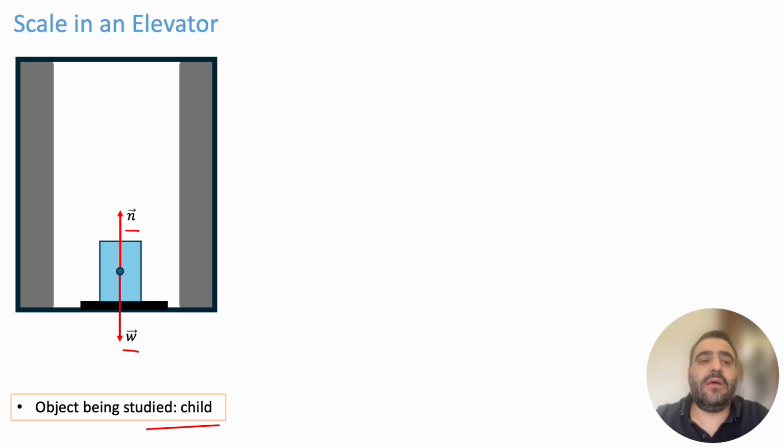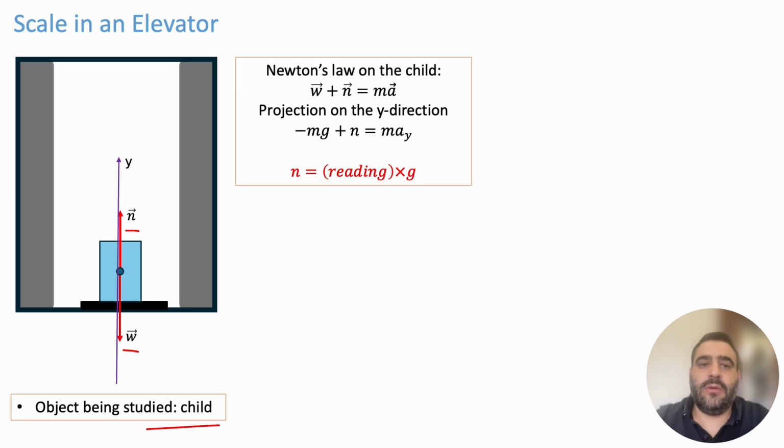After that, we choose our axes. Both forces are vertical, and if the elevator is going to move, it's going to move up or down. So we choose the y-axis, vertical up. Then we write Newton's second law. Newton's second law tells me that the weight plus the normal reaction is equal to the mass of the child multiplied by the acceleration of the child. We have one axis, so we project on the y direction.